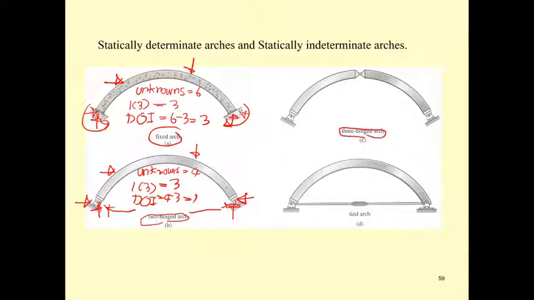This means it has one hinge here, one hinge here, and one hinge here. Again, the reaction here is going to be 2, horizontal and vertical.